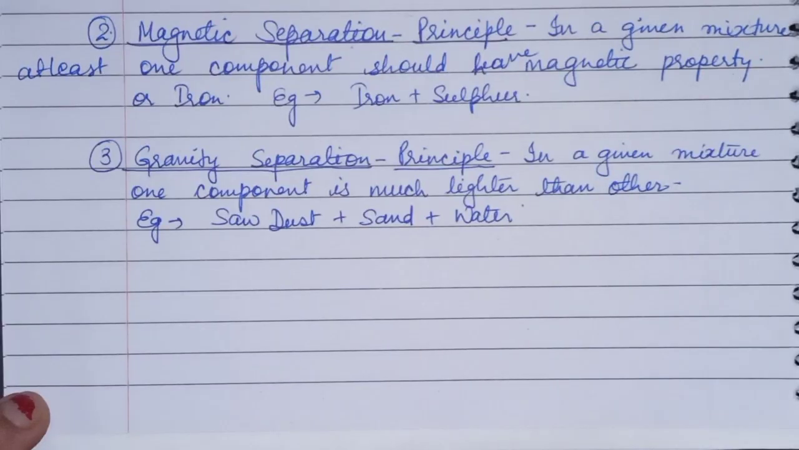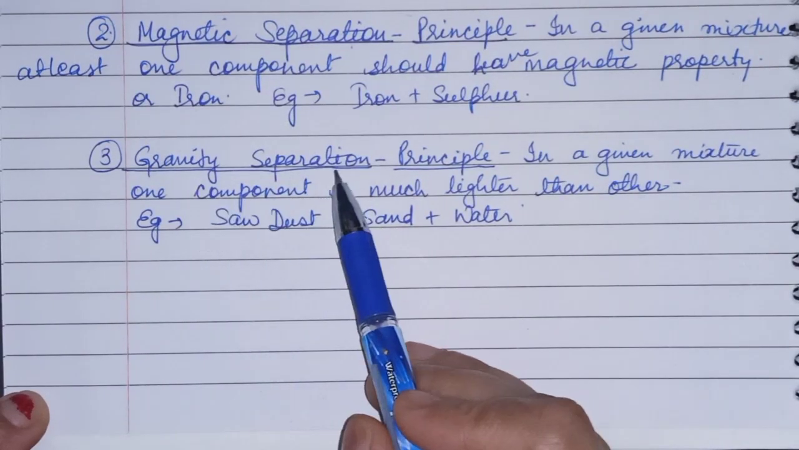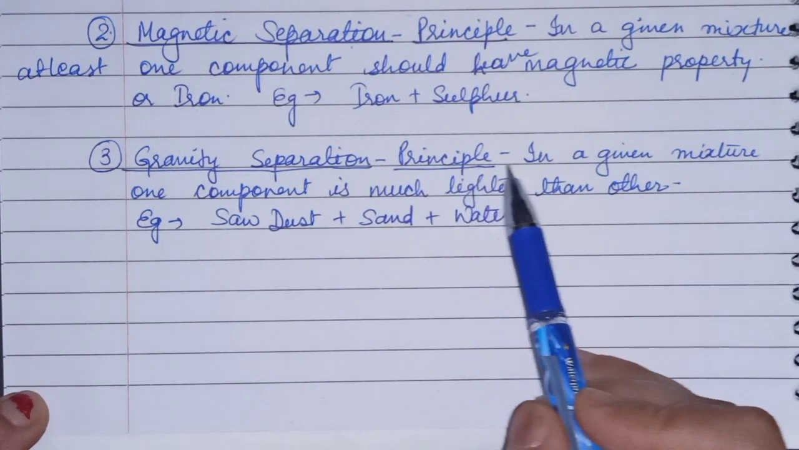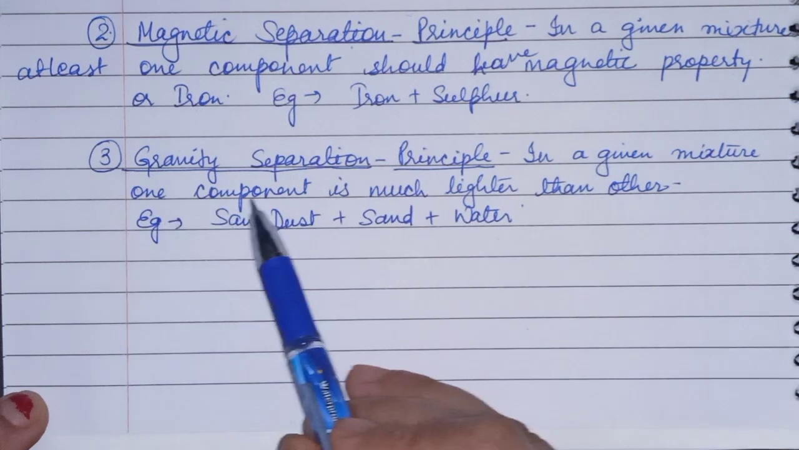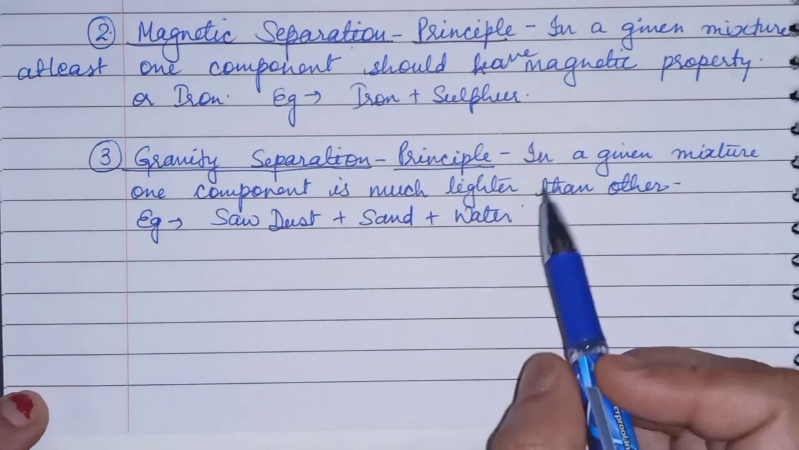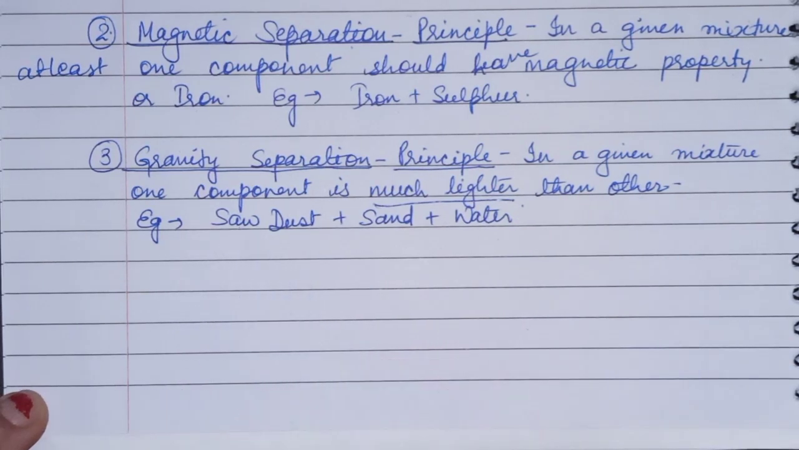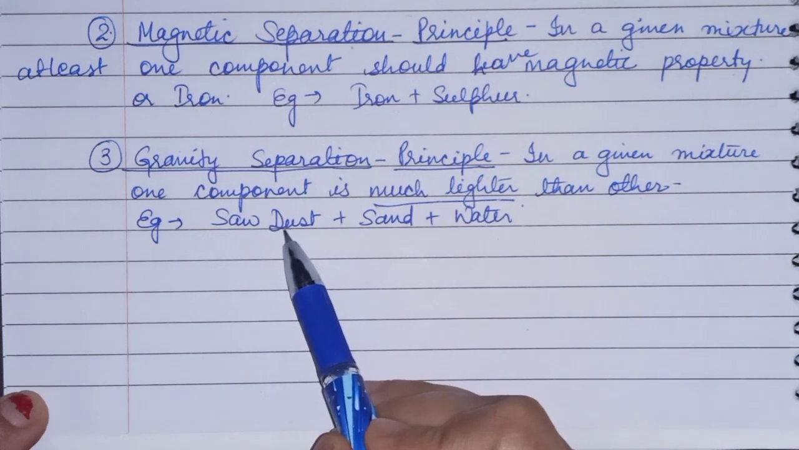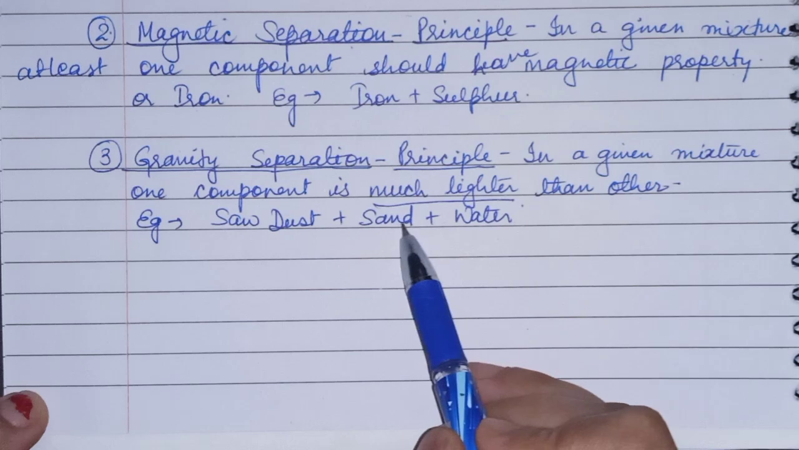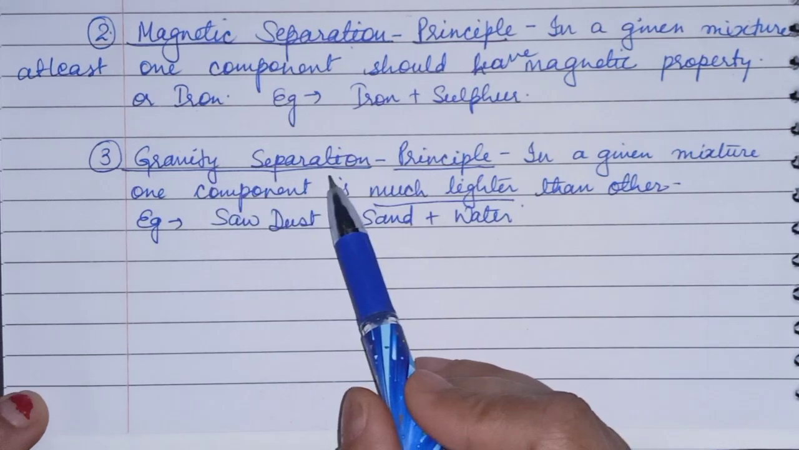Now the next method is gravity separation. The principle of this method is that in a given mixture, one component is much lighter in weight than the other. Suppose we are taking a mixture of sawdust, sand and water. You will see that sawdust is the lightest among these. So you can use gravity separation here.